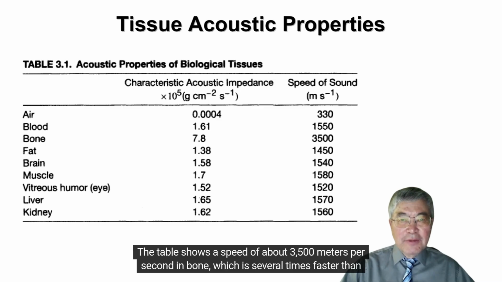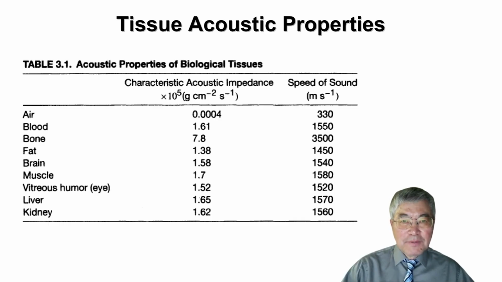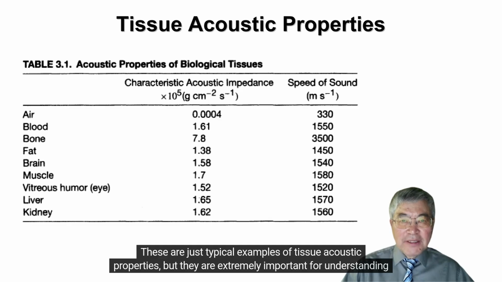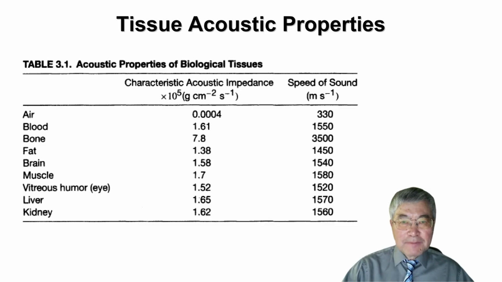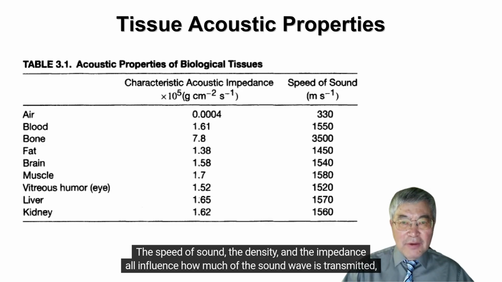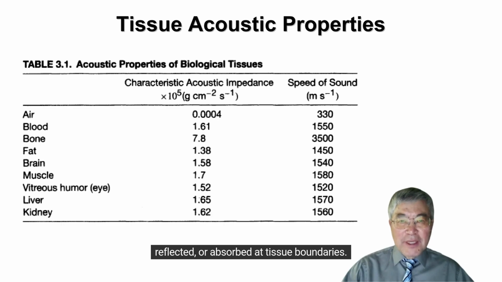The table shows a speed of about 3,500 meters per second in bone, which is several times faster than in soft tissue. These are just typical examples of tissue acoustic properties, but they are extremely important for understanding how ultrasound interacts with different parts of the body. The speed of sound, the density, and the impedance all influence how much of the sound wave is transmitted, reflected, or absorbed at tissue boundaries.